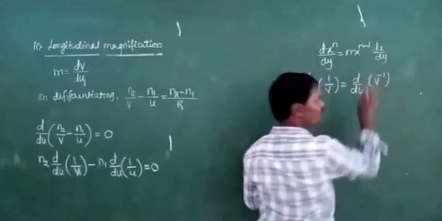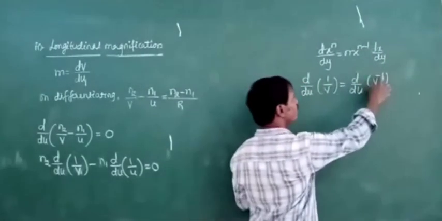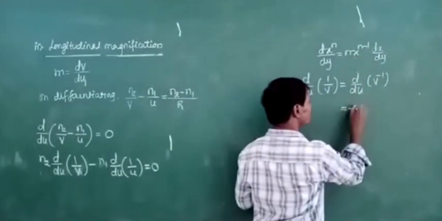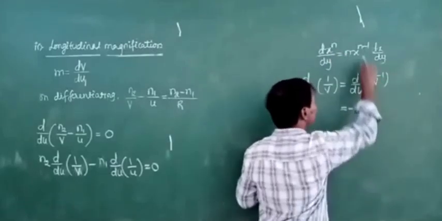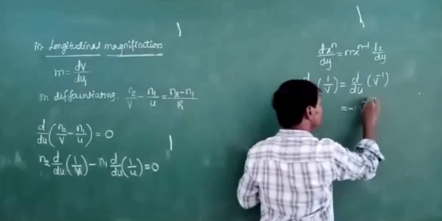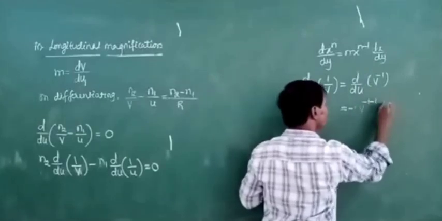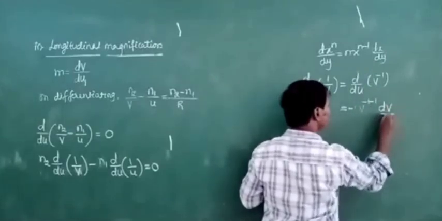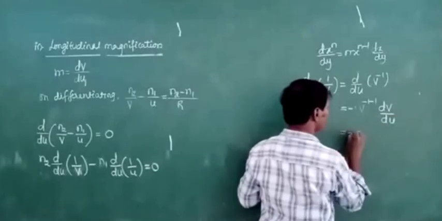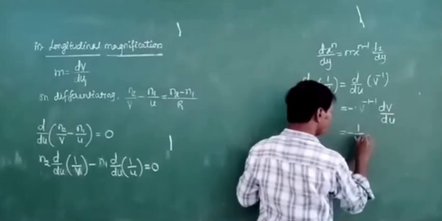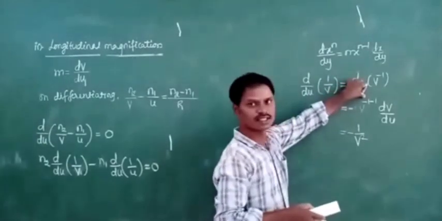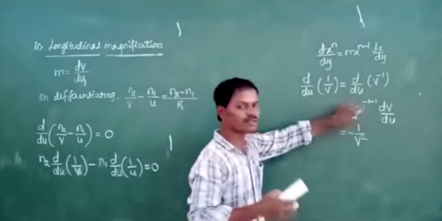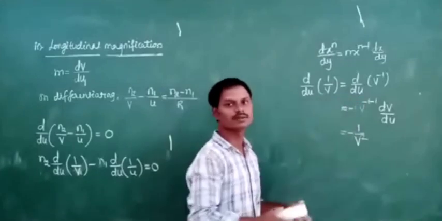Then use this formula. In place of n, minus 1 is there, so I will write minus 1. In place of x, v is there, so I will write v. Again in place of n, minus 1, minus 1. Then it is dv by du, which is minus of 1 by v raised to plus 2. Because v raised to minus 2 is there, whenever we take this to the denominator, that becomes v raised to plus 2.